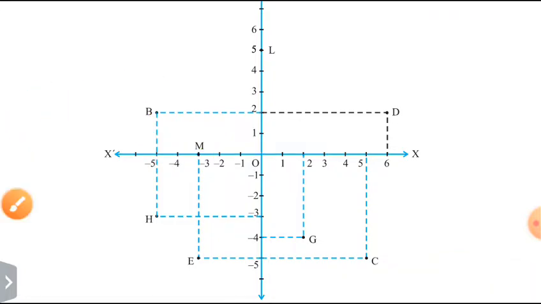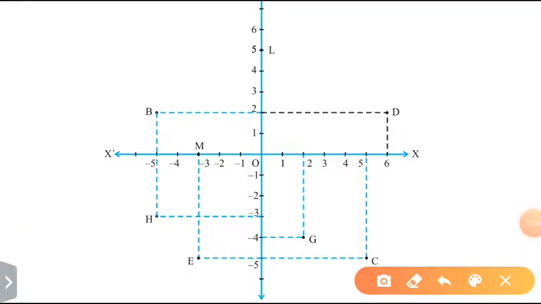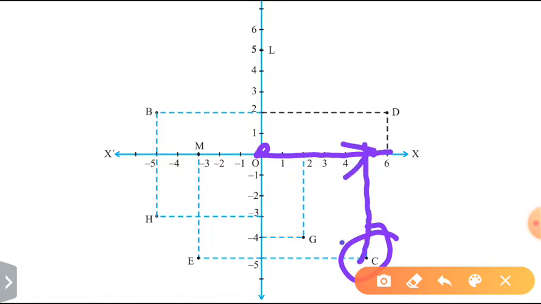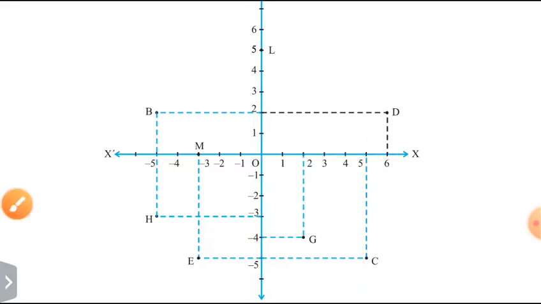Now I am reading the next part. Coordinate of C. You can see that this is the main position. First we have to move in the x direction and it is plus 5. Then in the y direction and it is minus 5. So the coordinate will be 5 comma minus 5.